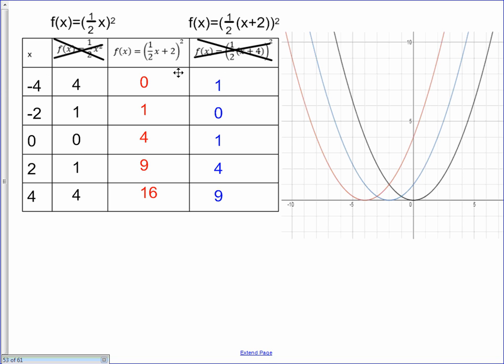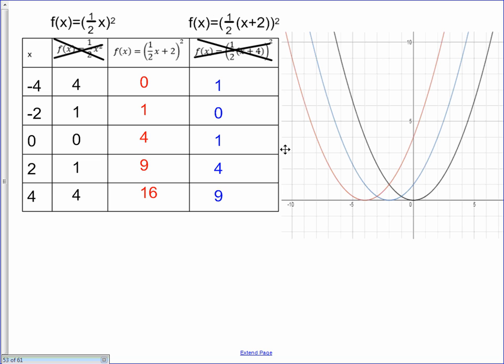Okay, so here's the values I got. I'll go through one with you. So -4, when I plug it in here, I do the -4 plus 2 first, which gives me -2. And then I do times 1/2, which gives me -1. And then I square it, which gives me +1. So then that gives me the point -4, 1. So to graph that on my graph, I go over to -4, up 1, and I've got a point on my blue graph right here. So I go through and do that with all of the different x values in order to graph this final function.